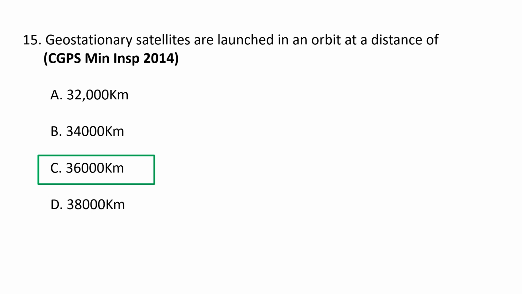So the specific altitude allows the satellite to orbit at the same speed as the Earth's rotation, making it appear that it is stationary from the ground. So geostationary satellites are launched at an orbit at a distance of 36,000 kilometers. C is the correct option.